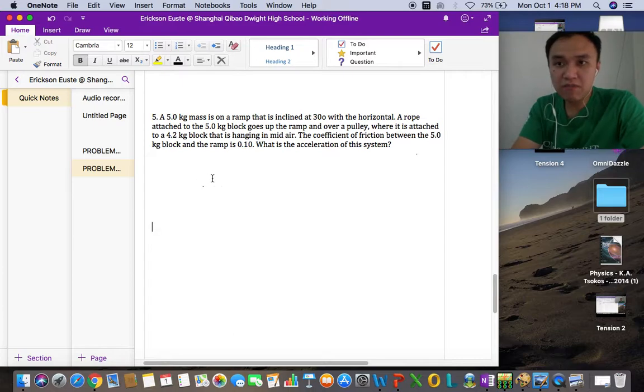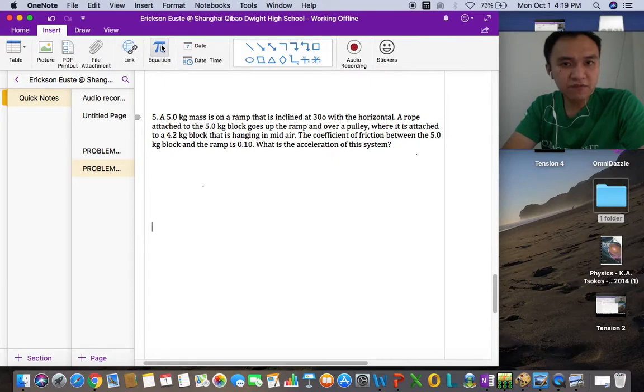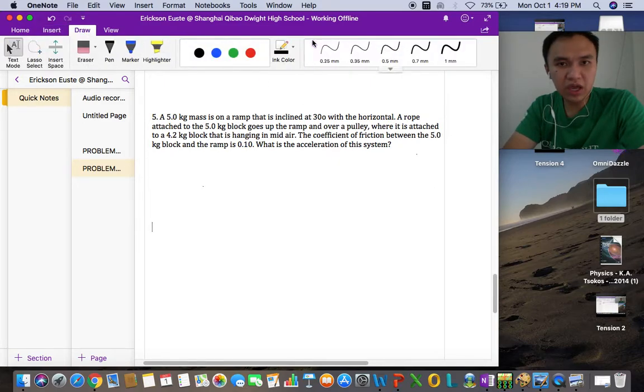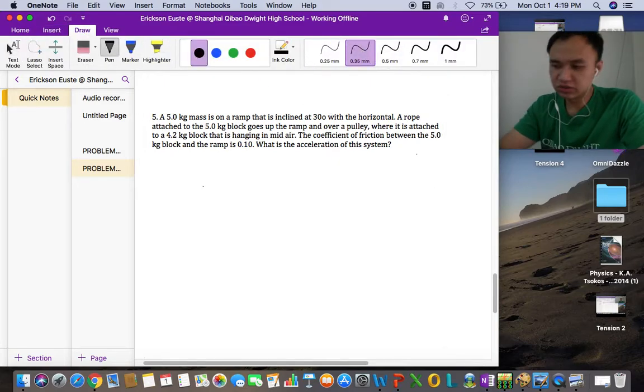So we are going back to the Atwood's machine, but this is in relation to an inclined plane. So just make sure that you are still following the free body diagram. Okay, so let's just go.